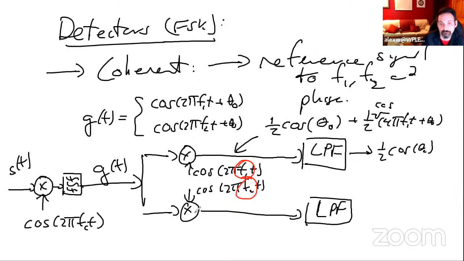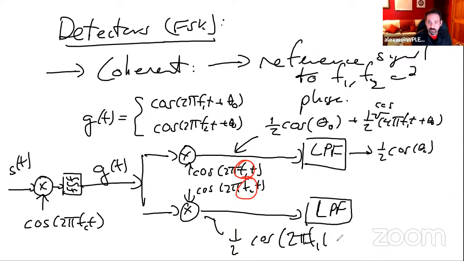How about this end? This end, not as good, right? This here is cos A minus B. Let's say we do the same thing. It would be cos 2 pi f1 of t, minus, let's say, 2 pi f2 of t. So subtract that.